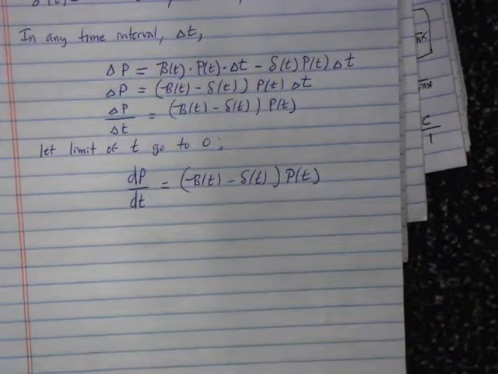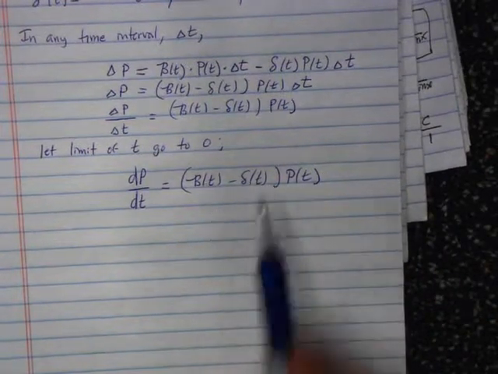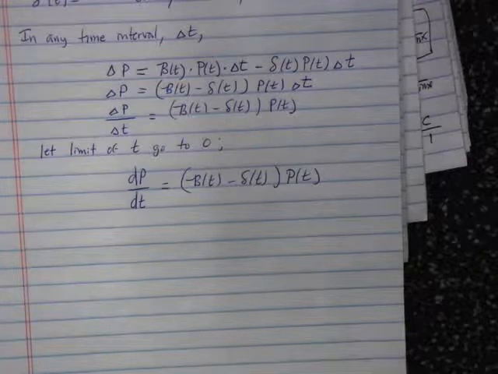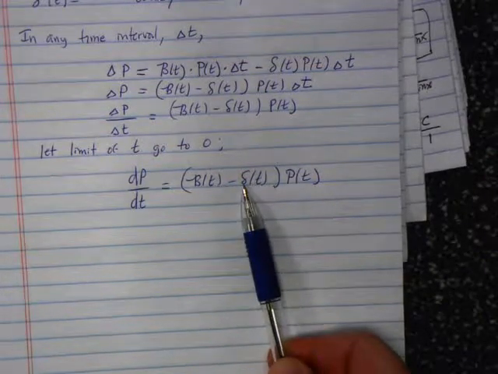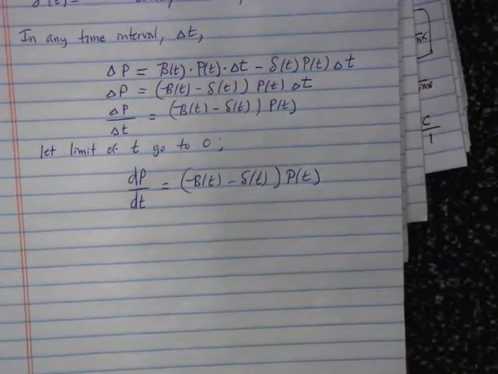So is that minus beta or just beta? That's minus. Births minus deaths. Beta minus delta. Okay. Births minus deaths.